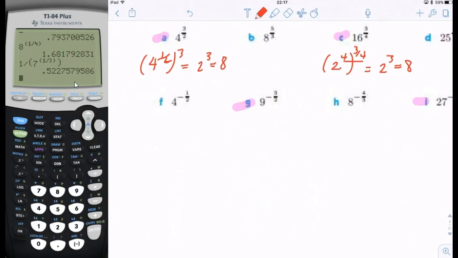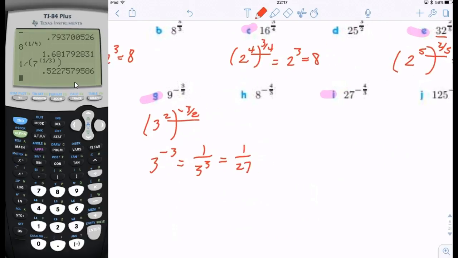9 to the negative 3/2. 9 could be expressed as 3 squared. And then to the negative 3/2, I can multiply those two together. So I'm going to get 3 to the negative 3, which is 1 over 3 cubed, which is equal to 1 over 27.